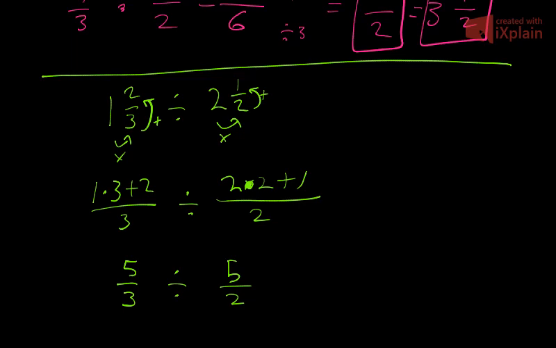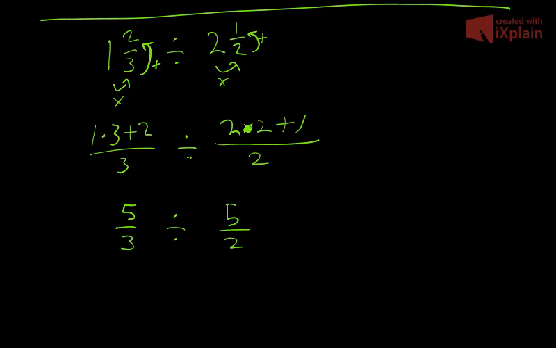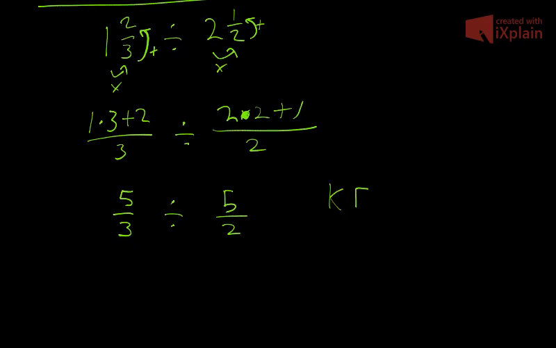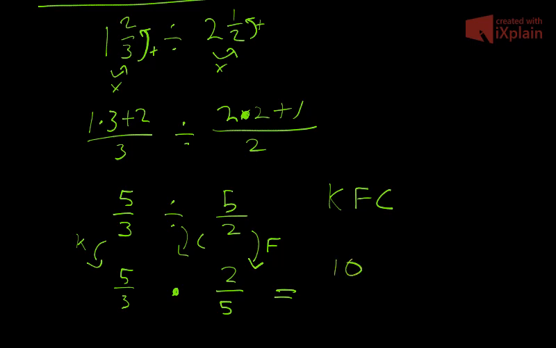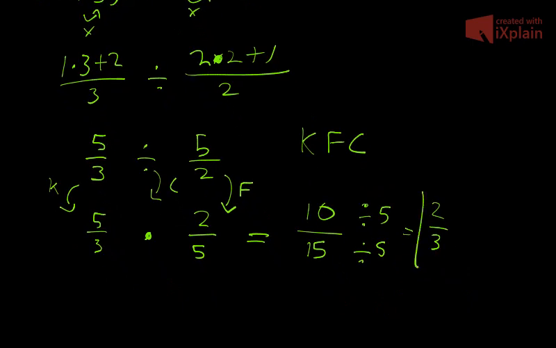So what I want to do now is I'm going to do my keep, flip, change, KFC. So I'm going to keep my first fraction. It's going to stay 5/3. I'm going to flip my second fraction, so it becomes 2/5, and I'm going to change my division to multiplication. Now I can multiply this. 5 times 2 is 10, 3 times 5 is 15. Looking at this, I can divide both by 5, and I end up with 2 over 3. And 2/3 would be my final answer. Just like that, I'm done.